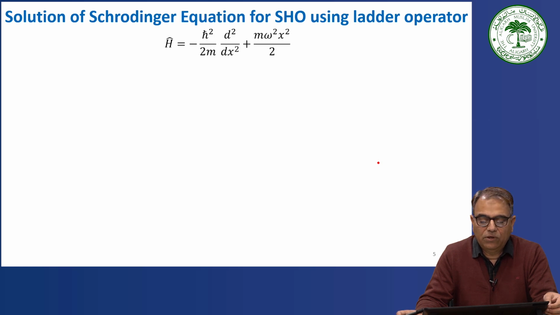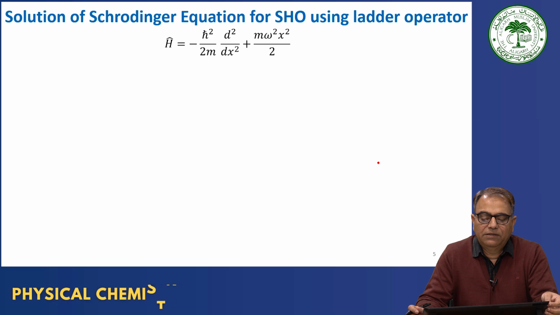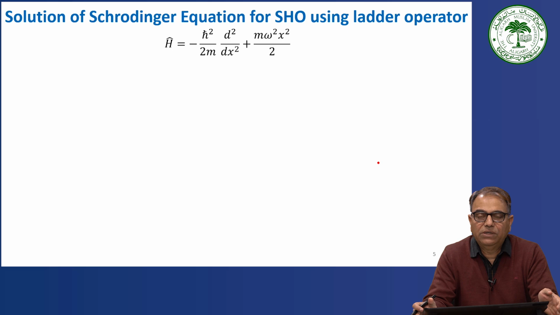If you write the Schrodinger wave equation for the simple harmonic oscillator, the Hamiltonian will be the same Hamiltonian: minus h cross square divided by 2m d square by dx square, and since it is a one dimensional problem, only d square by dx square, no y and z term. And then the potential energy is m omega square x square divided by 2. This is the Hamiltonian which we will be using for applying the Schrodinger wave equation to the simple harmonic oscillator.